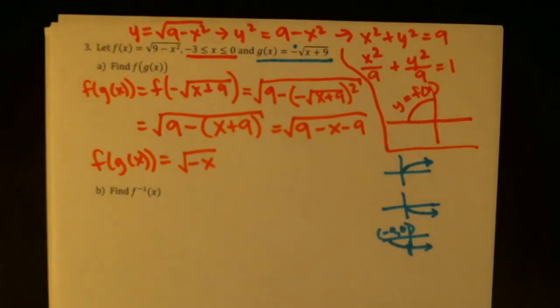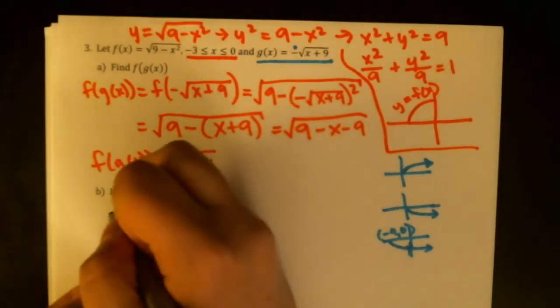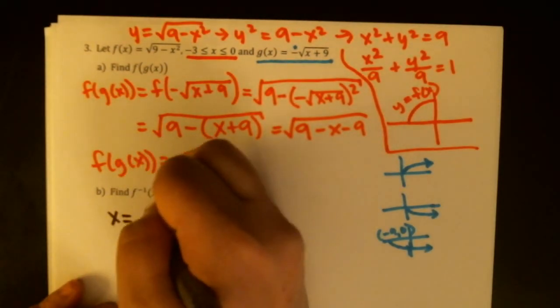The second part of this is find f inverse. So the algebra is nothing too terrible. It's similar to what we did up above. So we'll switch our x and our y.